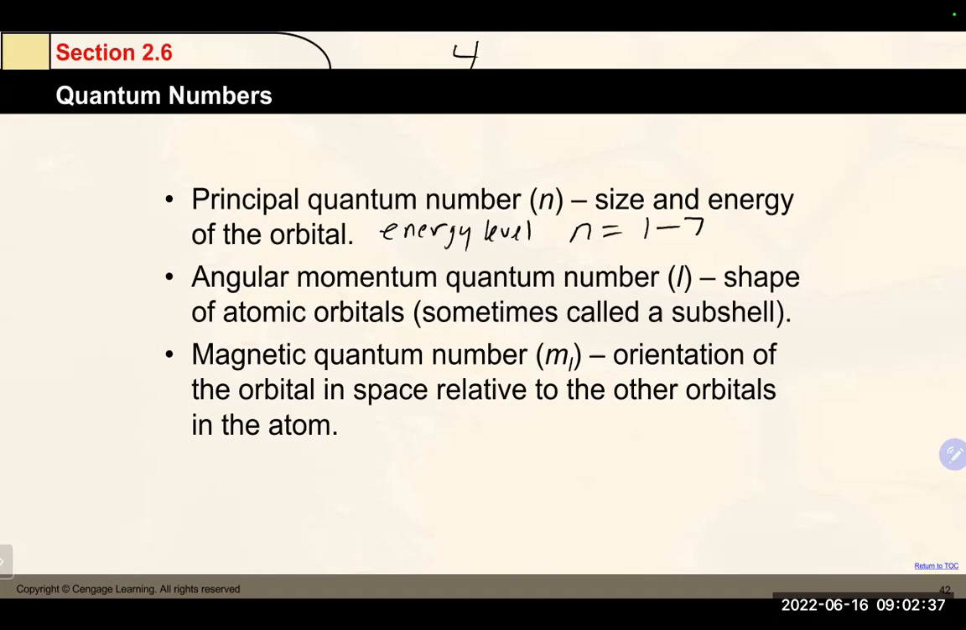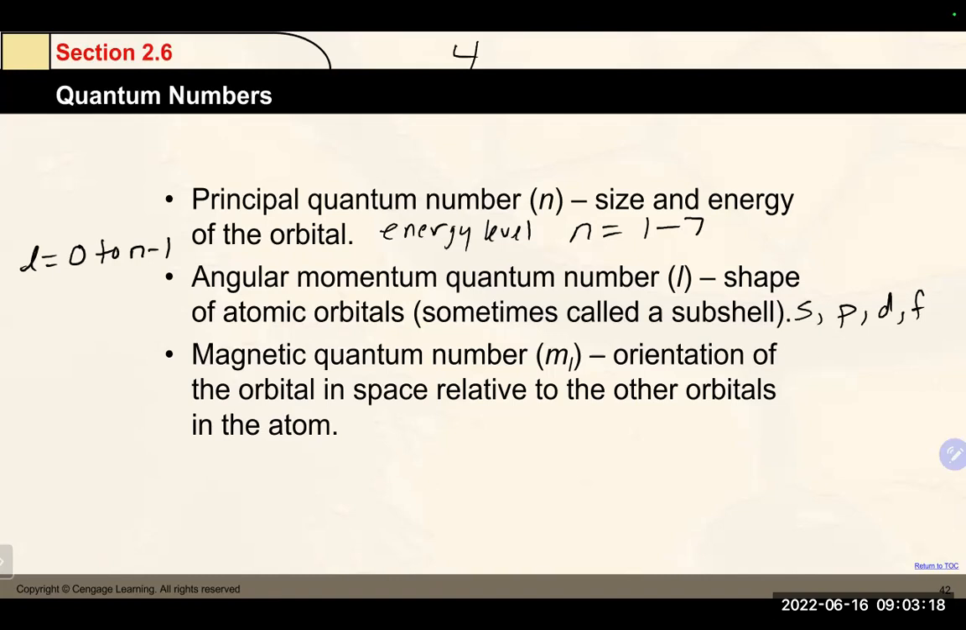The next quantum number is l, the angular momentum quantum number. That's the shape of the atomic orbitals, sometimes called the subshell. It tells you whether you are dealing with an s orbital, a p orbital, a d orbital, or an f orbital. A specific value of l will tell you, okay, this is an s orbital, or this is a p orbital, or this is a d orbital. Now, l can have values from 0 to n minus 1.